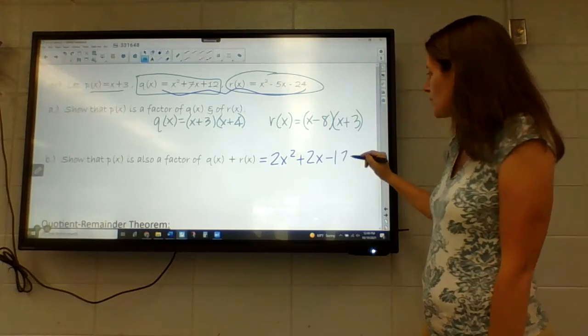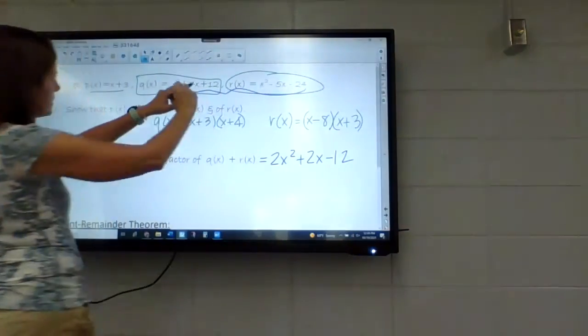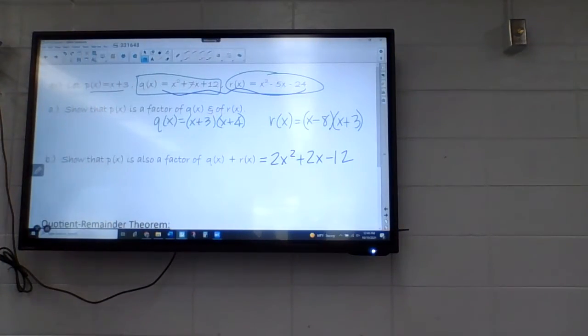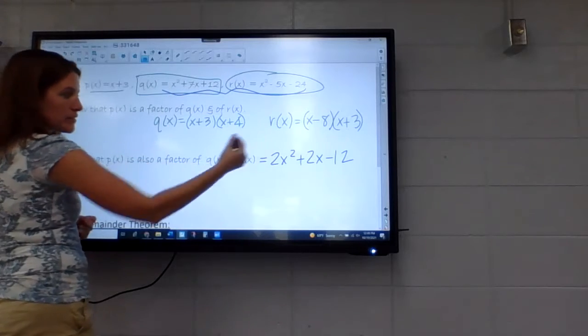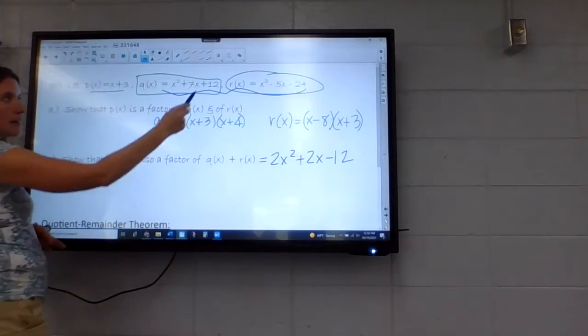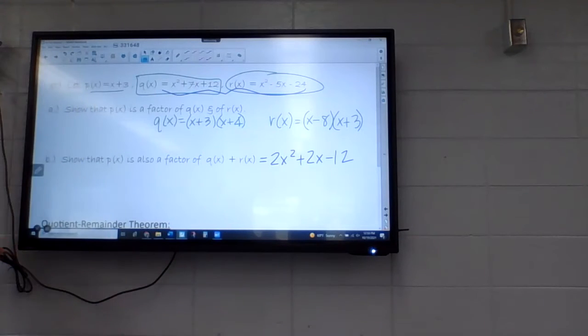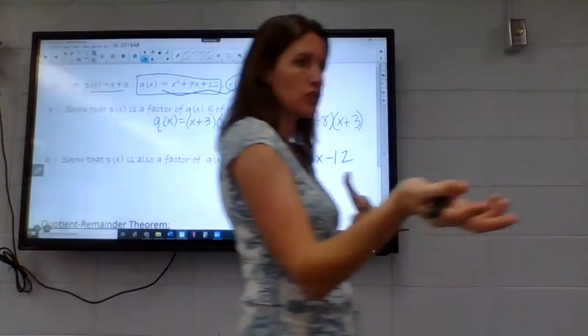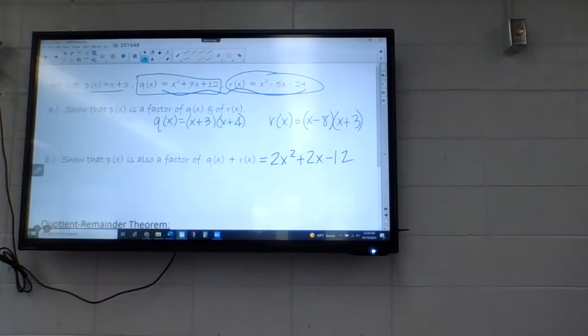Okay. So what we did here was we combined the Q of x and R of x, just combined our like terms. So x squared gives us 2x squared. 7x minus 5x is our 2x. And then 12 minus 24 is a negative 12. Now we're trying to check that P of x is a factor of that as well. So again, we will have to factor.